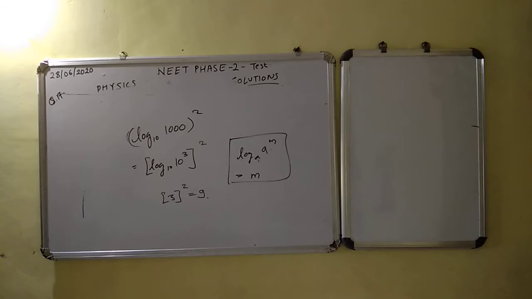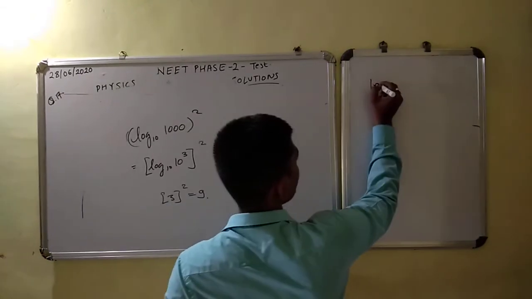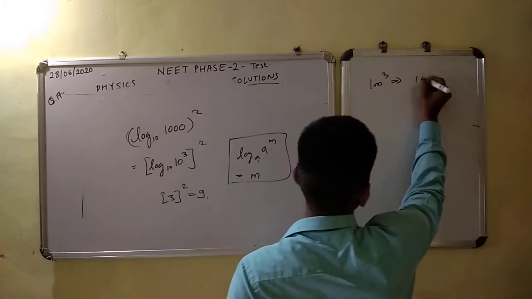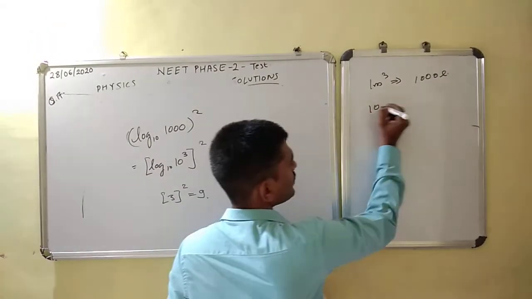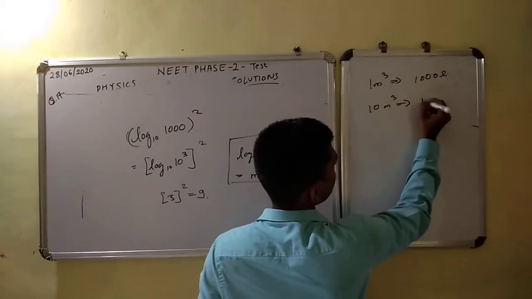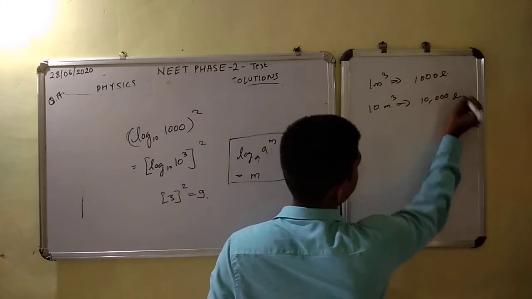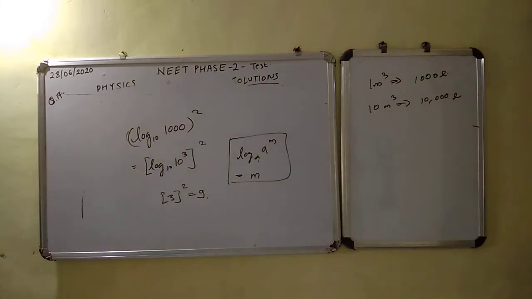Okay, next question is 10 meter cube equals how many? So 1 meter cube, always remember, it equals how much? 1000 liters of water or 1000 liters of volume. So 10 meter cube means what? 10,000 liters of volume. Simple? Yes. Next question.